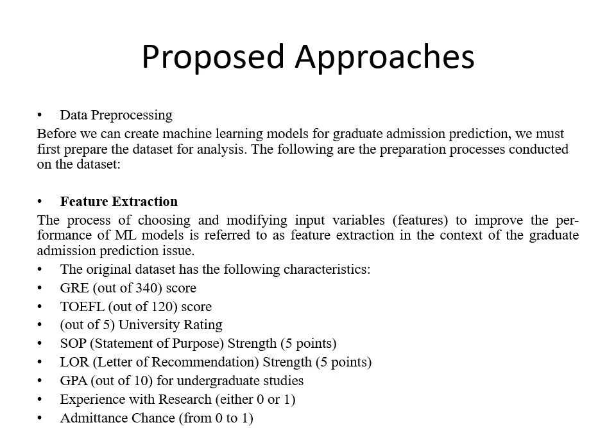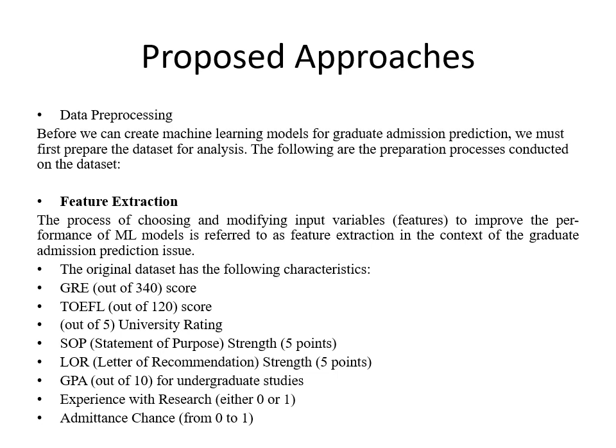Data processing. Before we can create machine learning models for graduate admission prediction, we must first prepare the dataset for analysis. The following are the preparation processes conducted on the dataset. Feature extraction, the process of choosing and modifying input variable features to improve the performance of ML models, is referred to as feature extraction in the context of the graduate admission prediction issue.